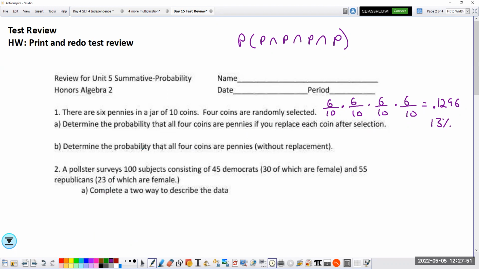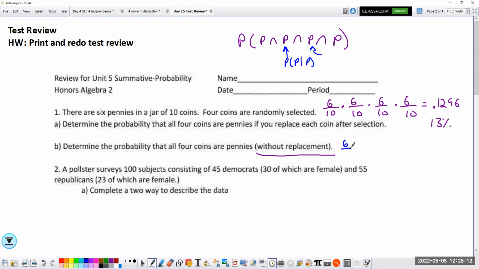All right, so now determine the probability that all 4 coins are pennies. And now it says without replacement. So I'm going to slightly alter my calculation. If I were to write it all out, it would be like penny, probability of penny given penny. And then this one would be the probability of penny given 2 pennies.